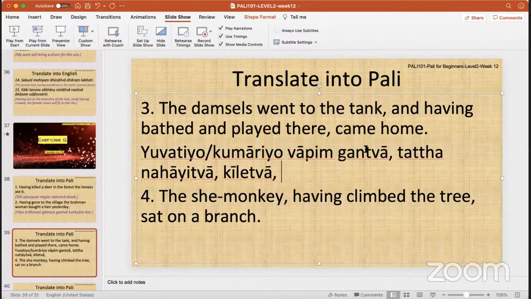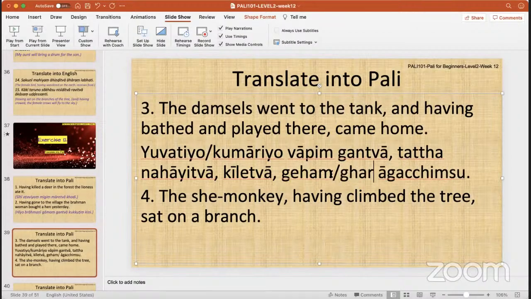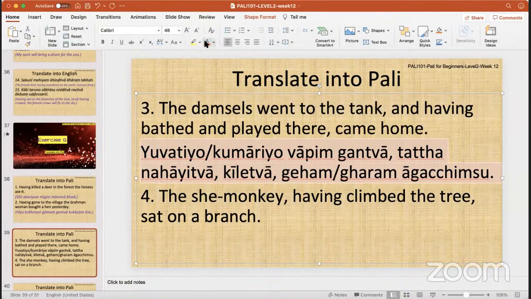Came home. Agamimsu or agachimsu. Home: geham. Geham agachimsu, right? Or gharam also, yes, gharam also we can say. Nivasam, gharam. Okay, is that correct? Everyone okay with that translation? Any difference?